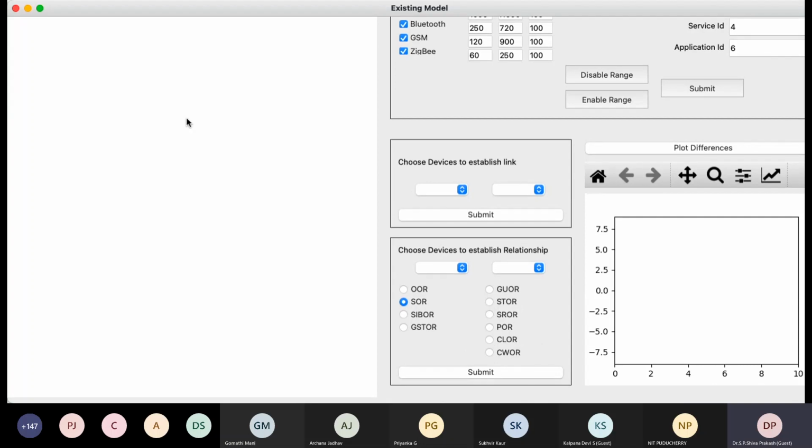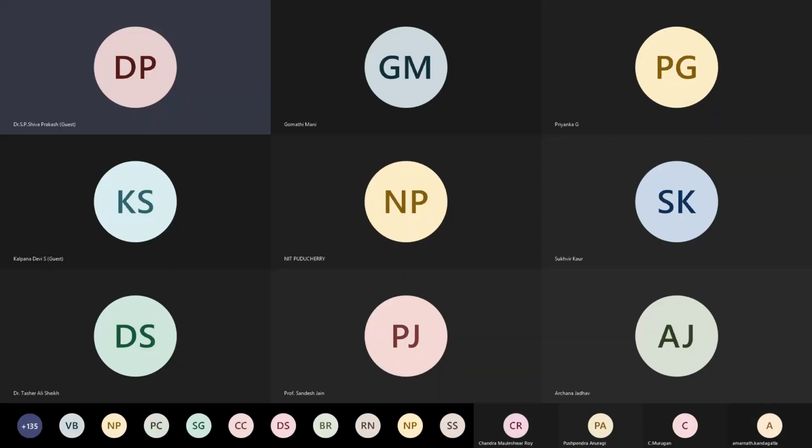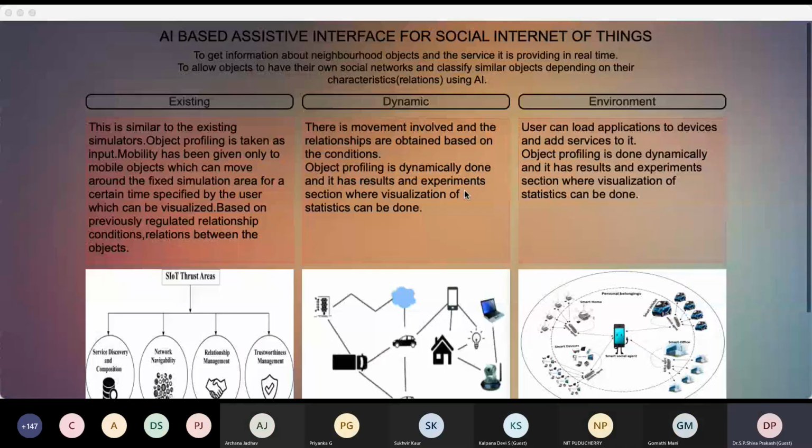So instead of that, these dynamic, let me show this. This particular environment gives us the flexibility to choose whether I want to use the dynamic or the environment. For a researcher, it is always better to use the dynamic as well as environment, because once I drag and drop multiple devices to the simulation area, I don't have to manually establish the relationship, choosing the devices.